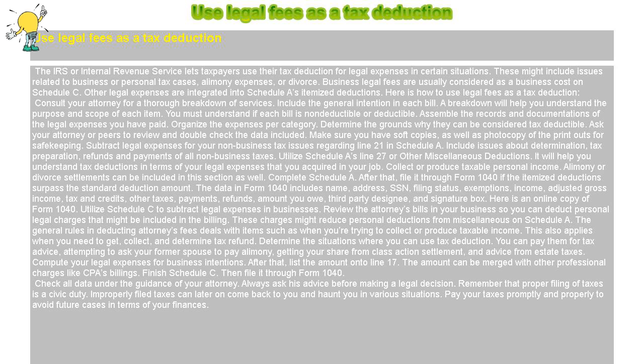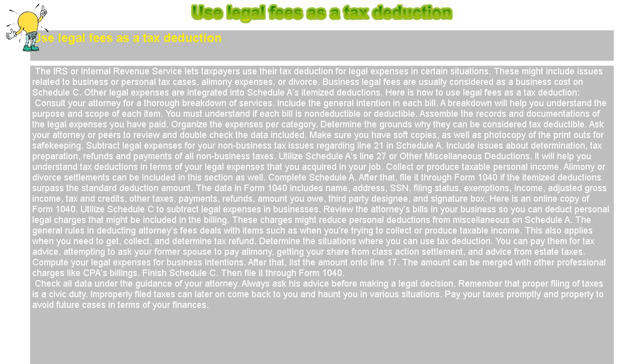You can pay them for tax advice, attempting to ask your former spouse to pay alimony, getting your share from class action settlement, and advice on estate taxes.